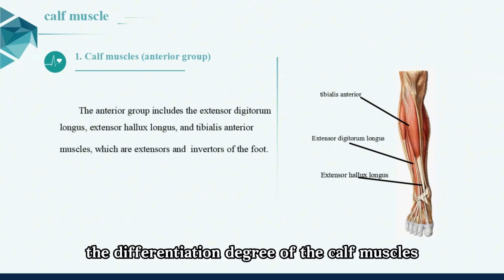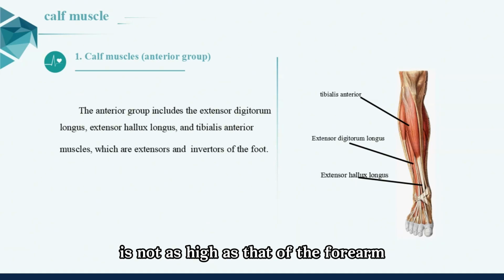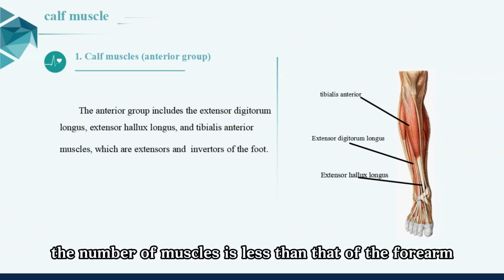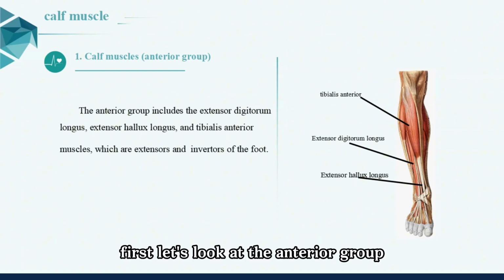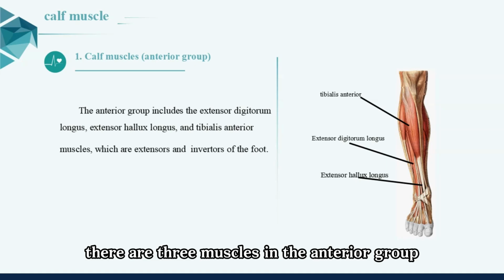In addition, the differentiation degree of the calf muscles is not as high as that of the forearm, so the number of muscles is less than that of the forearm. First, let's look at the anterior group. There are three muscles in the anterior group.